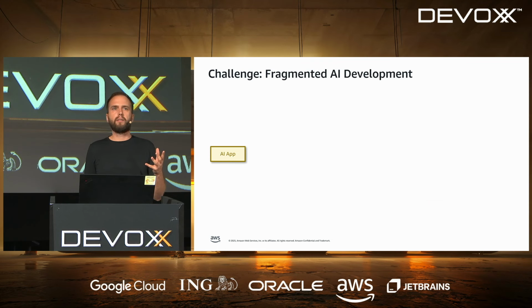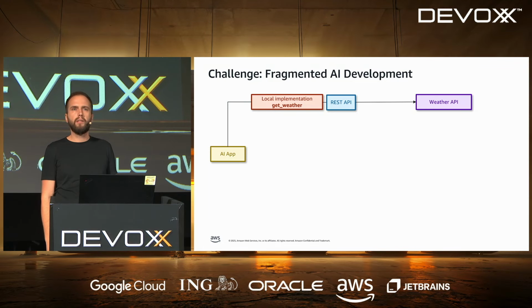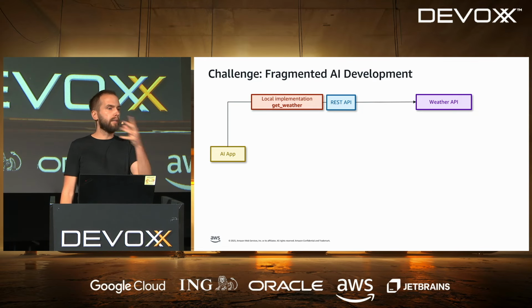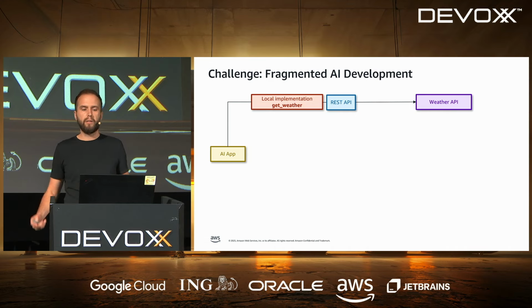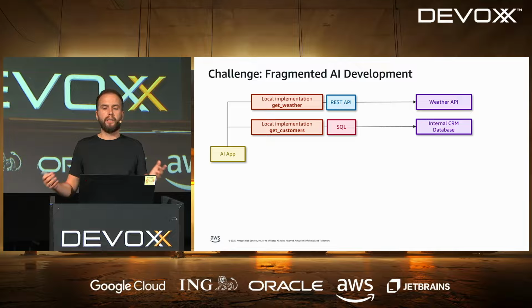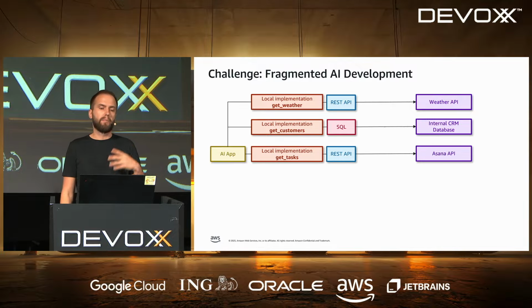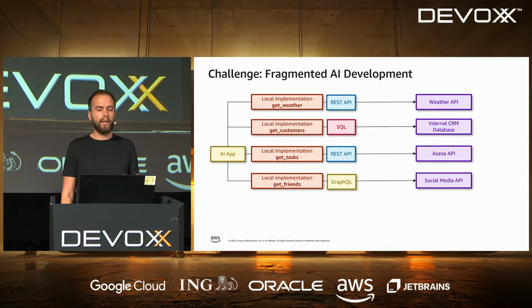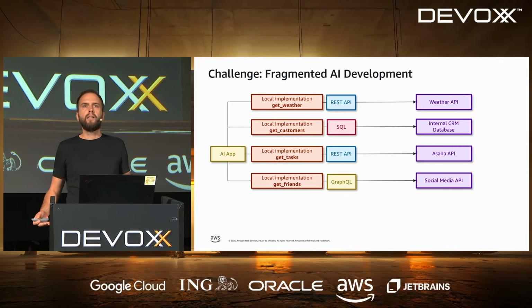Now, I told you this get weather implementation is mostly, or used to be, a local implementation. So it's really you writing a get weather Java function and then passing that as the tools. Behind the scenes, you will probably make a REST API call to a weather API. You might have a get customer tool where you write SQL code to get records from the internal CRM database. And you might get tasks from an Asana API or get friends from a social media API. So why am I telling you all of this?